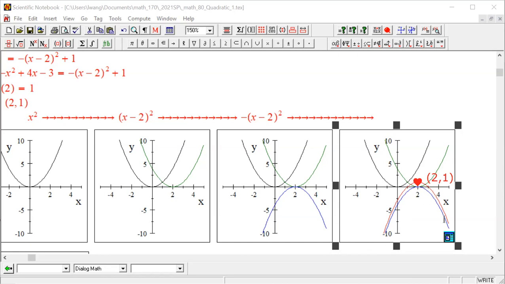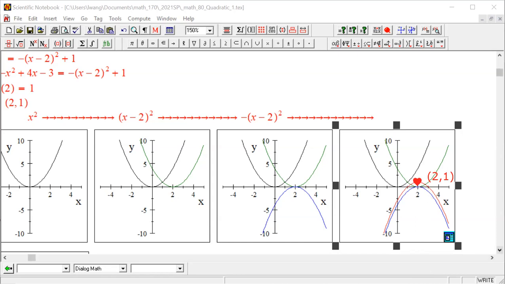Okay, so you look at the red curve, and then we know the range. Sorry, I'm going to put back the vertex here, which is 2, 1. And as a result, we know the range is from negative infinity to positive 1.